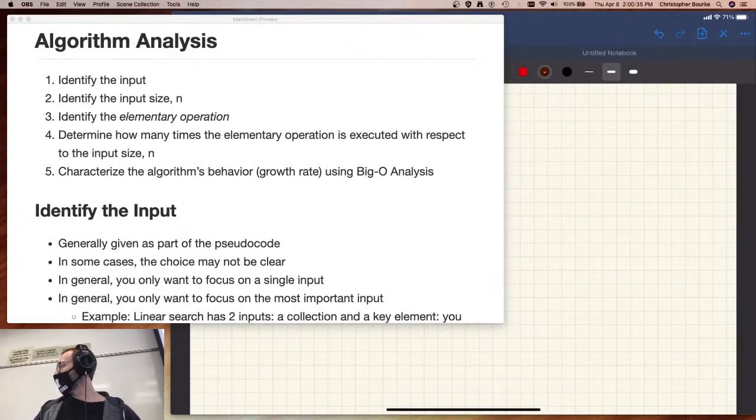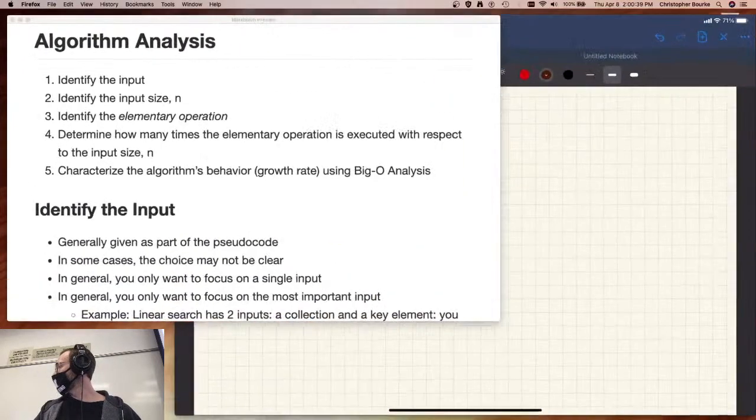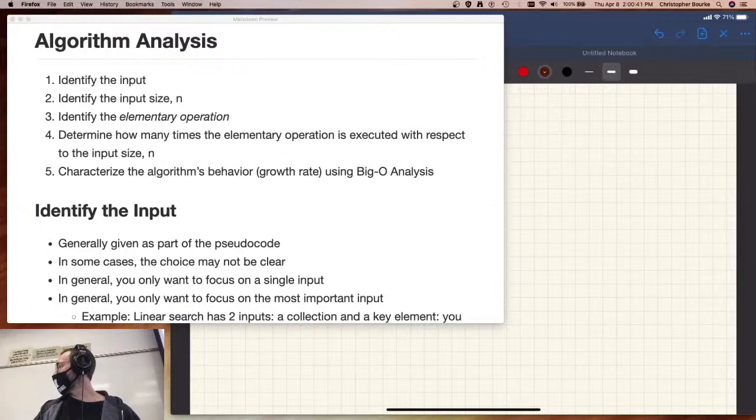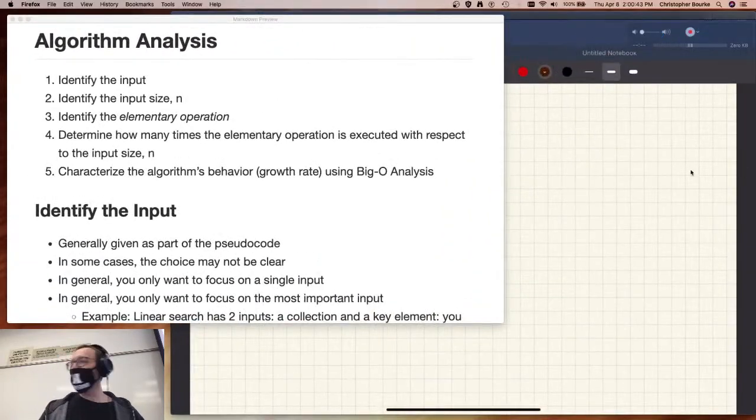And remember, we are on Piazza if you have any questions. Let me just make sure that we've got everything set up over there.